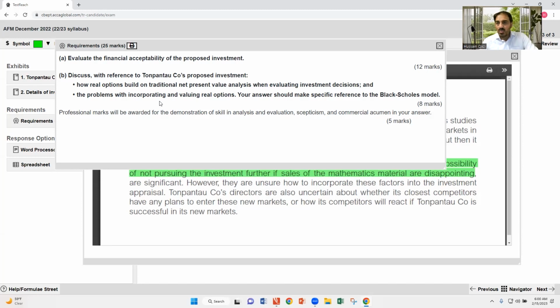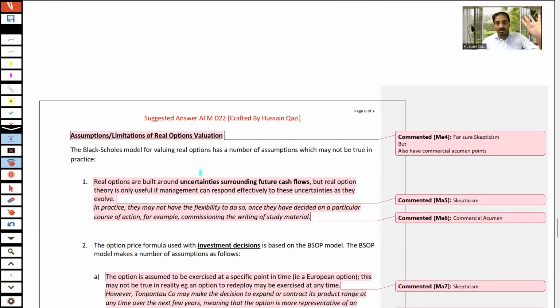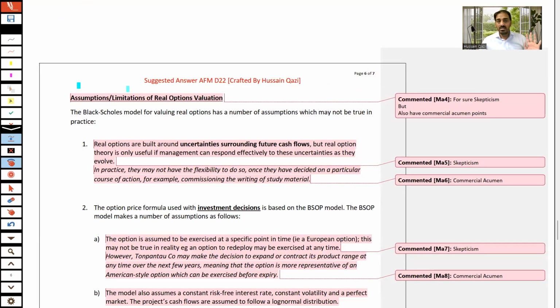Now B2, the problem of incorporating and valuing options, and your answer should make specific reference to the Black-Scholes model. That is very clear, during the planning phase we have already decided. This is about the assumptions. Mark my words, whenever you are drafting or explaining something related to assumptions or limitations, by default you are getting the professional skill marks of skepticism. You are getting the marks of skepticism.